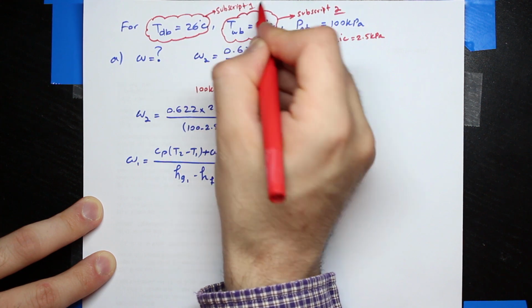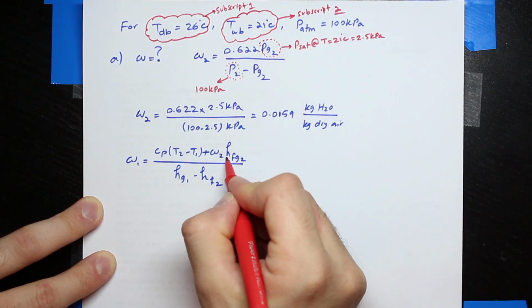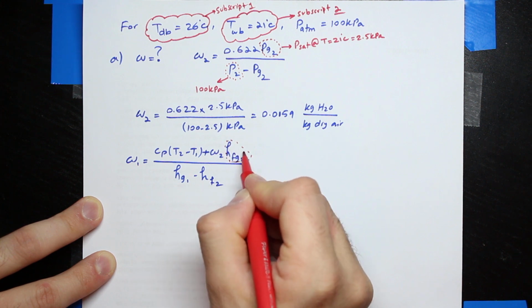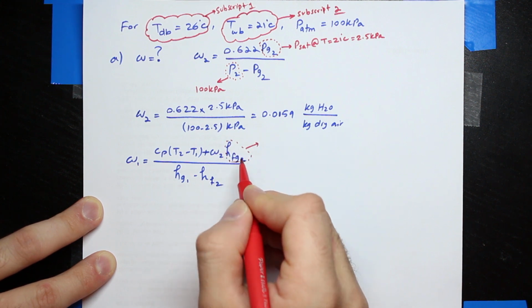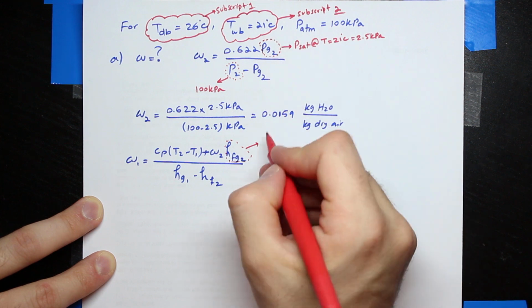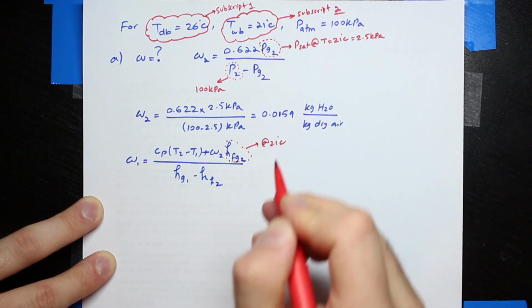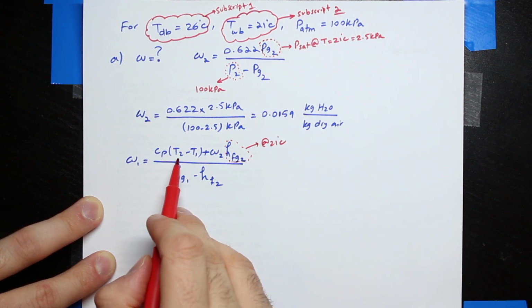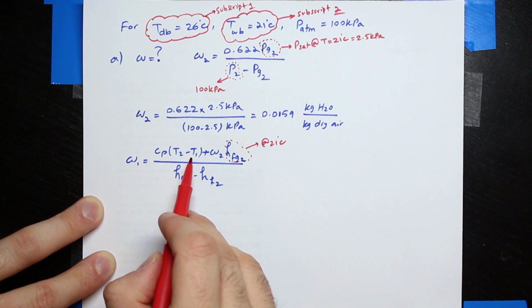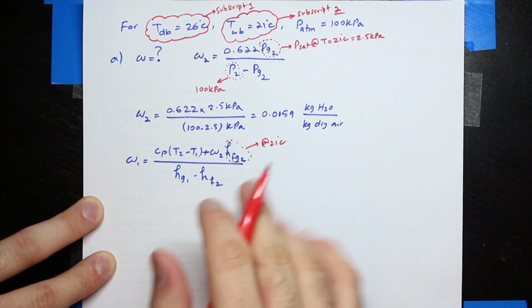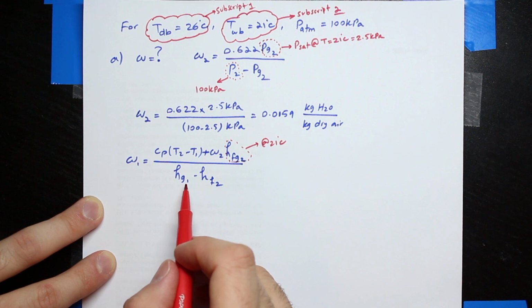Subscript 1. So that means this HFG2 is evaluated at 21 degrees C. T2 is 21 degrees C. T1 is 26 degrees C. Don't worry if that is a negative value. Okay, that's the way it is.